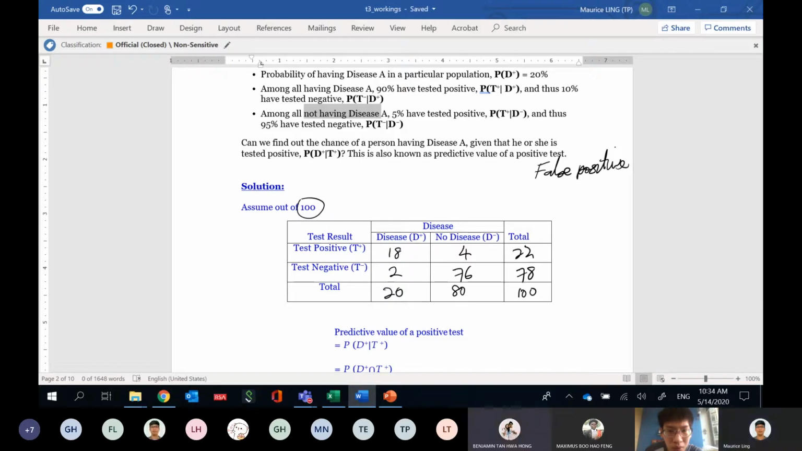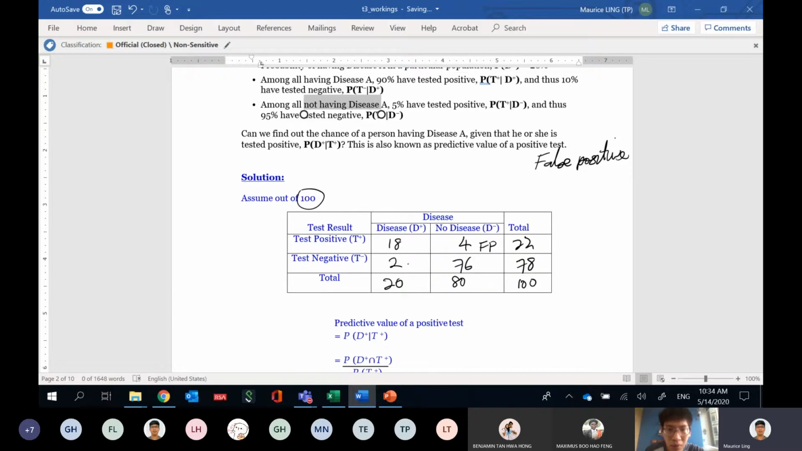Is it 4? False positive, correct. So this is false positive. That means it's tested positive, but you don't have a disease, so it's a false positive. The opposite is called a false negative. You have the disease, but you are tested negative. So these two are serious cases.